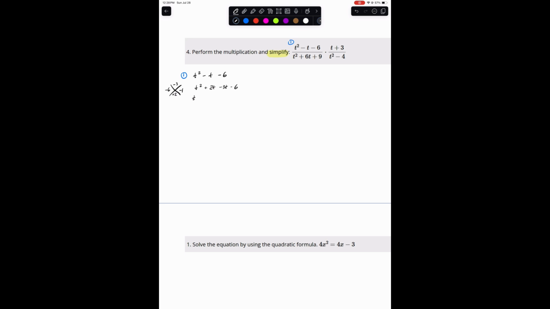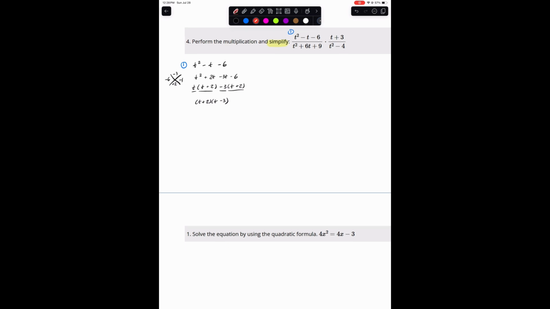We can take out a t from the left, and we're left with t plus 2. We can take out -3 from the right, and we're also left with t plus 2. Take out the common factor, add up the rest, and that's our factored version. Next one is the denominator on the left side, and we get t squared plus 6t plus 9. I'm looking for two numbers that multiply to 9 but add up to 6. We get 3 and 3, both positive. And we can rewrite as t squared plus 3t plus 3t plus 9.